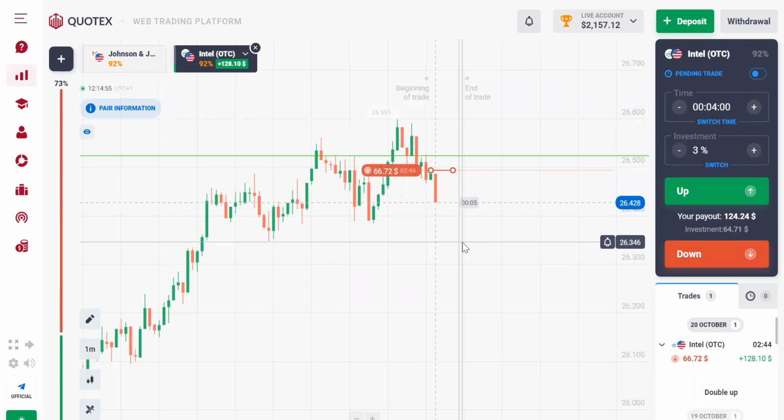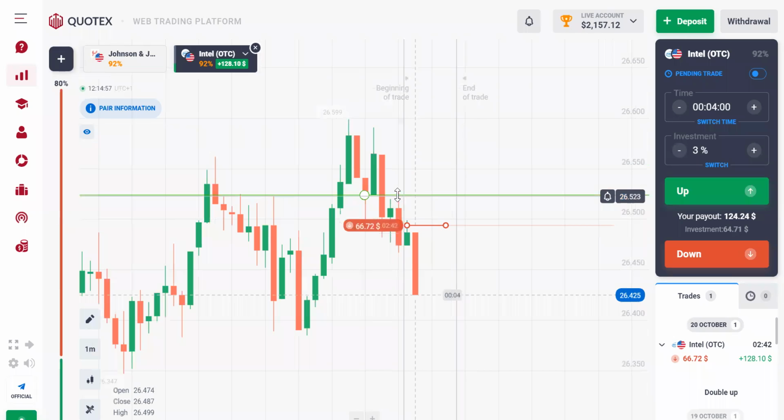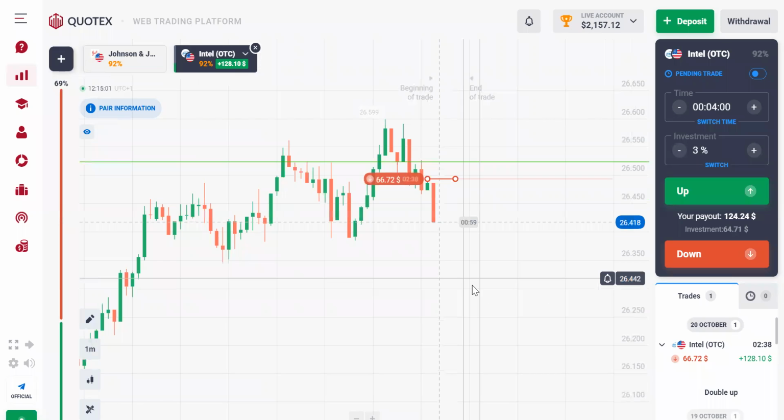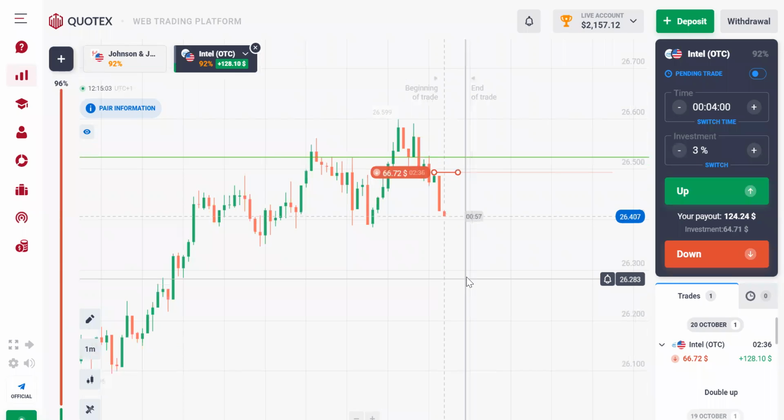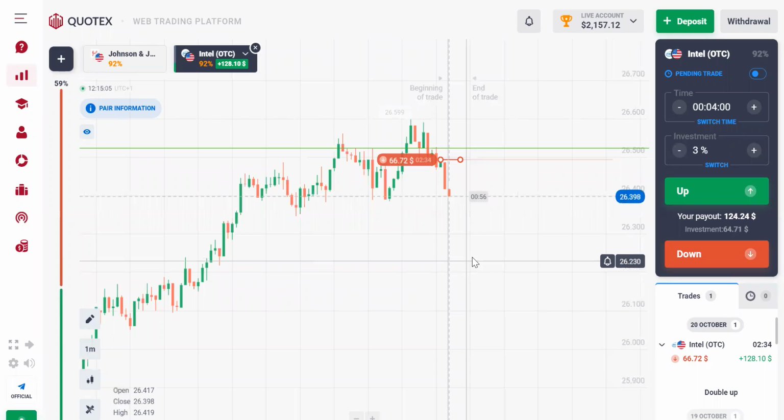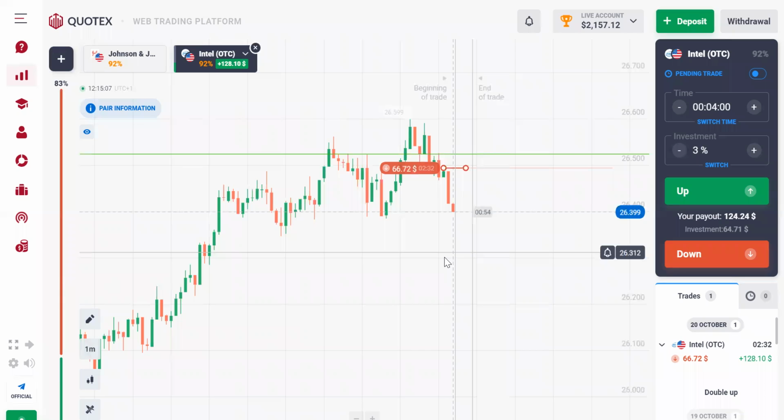Okay. Selling pretty well. If I had sold at that first entry, that would have been 1, 2, 3. Then we would have had about maybe 1 or 2 candles to end the trade. But I think it's still going well.